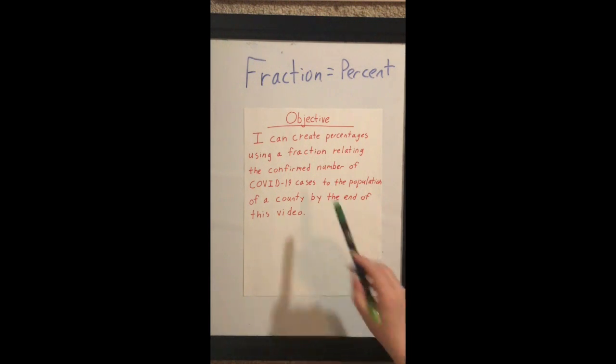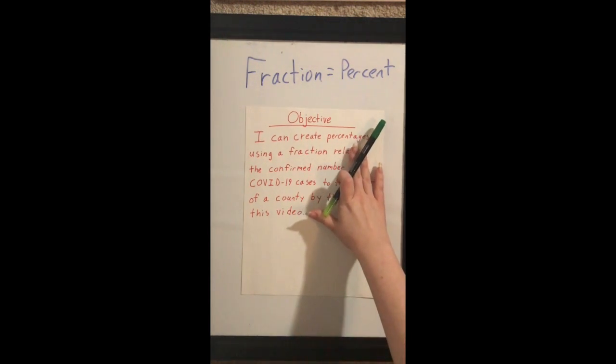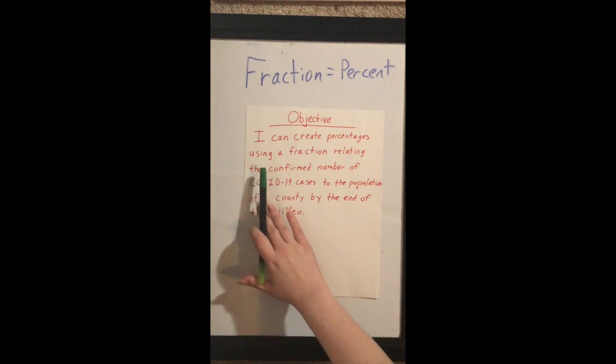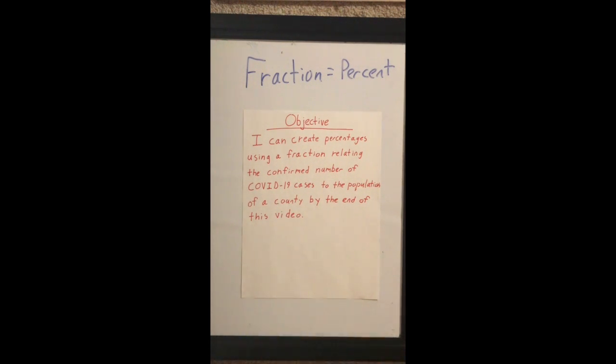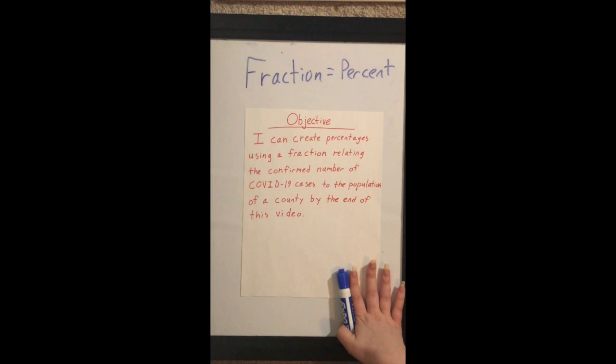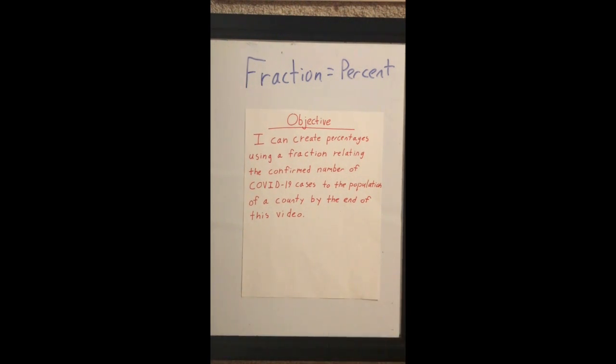So we are going to be creating percentages, which is a new word. We're going to go into that today, using a fraction relating the confirmed number of COVID-19 cases to the population of a county. So what this basically means is, for your county specifically, we're going to try to figure out what percentage of people in your county are confirmed for COVID-19. Now, if that sounds scary, I'm going to tell you now, these numbers are extremely small to work with. So hopefully that will give you some sense of ease during this time. So basically we're going to try to figure out if we can create percentages from fractions.